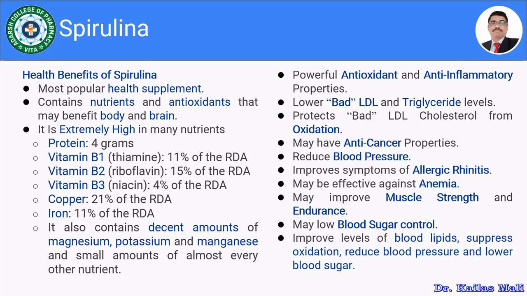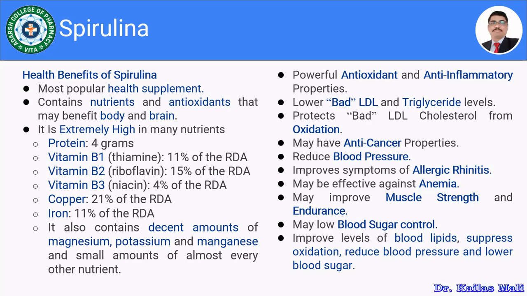Then it improves the symptoms of allergic rhinitis. It may be effective against anemia. If we look at the profile of spirulina, it comprises iron, magnesium, potassium, and almost 50% of the vitamin series. It is present in spirulina, which could be helpful to manage anemic conditions.